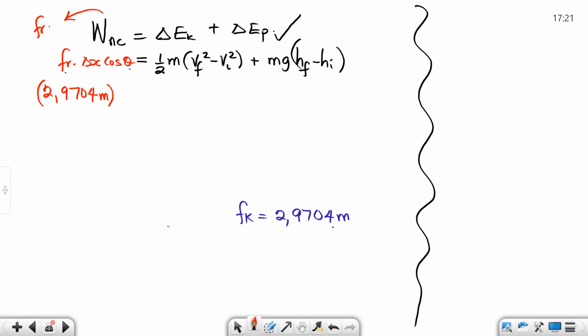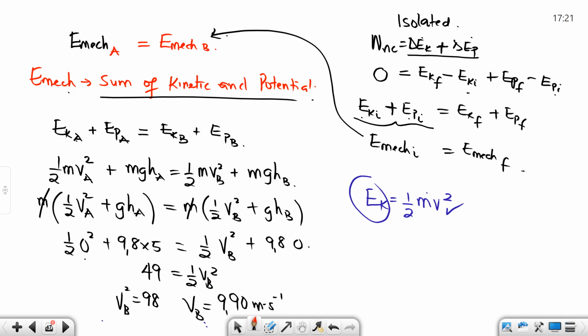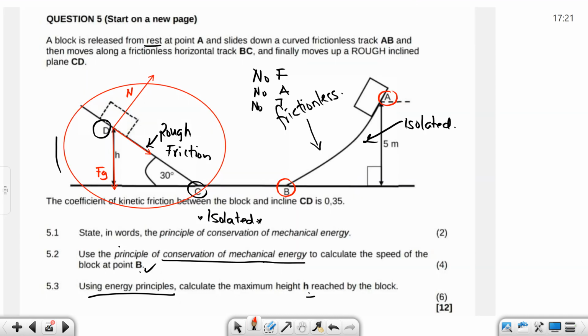What is our delta x? Let's go check. Guys, do we know delta x? No, we don't. That's your delta x. Sorry? V final is 0. 9.91. The velocity here is the same as the velocity there. Why? Because it's an isolated system. That was actually an exam question. So the mechanical energy here is the mechanical energy here. It's an isolated system.